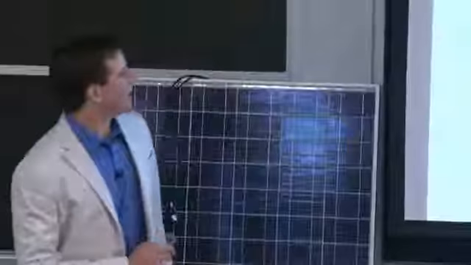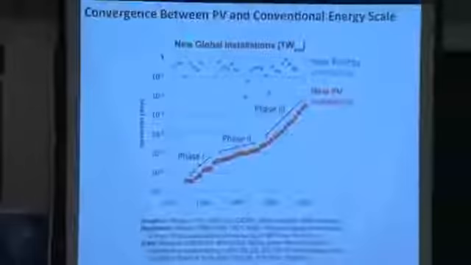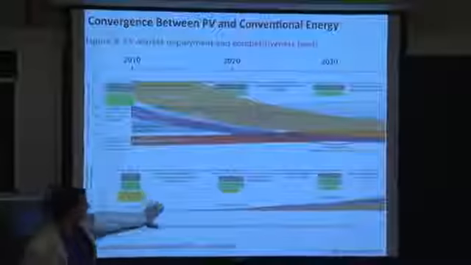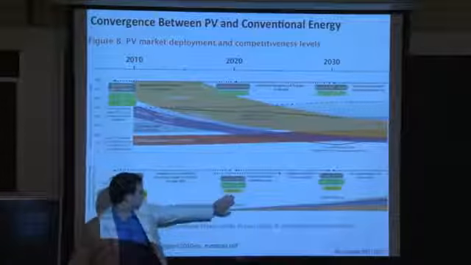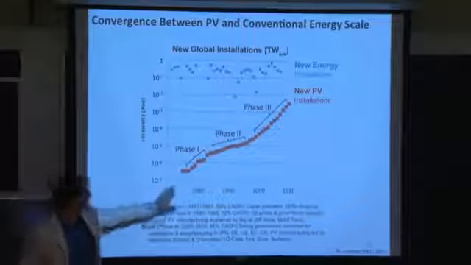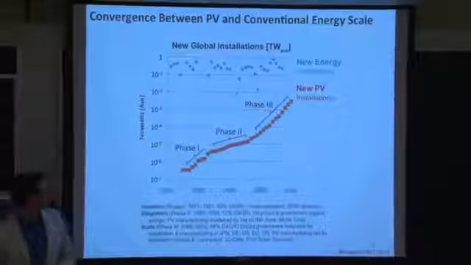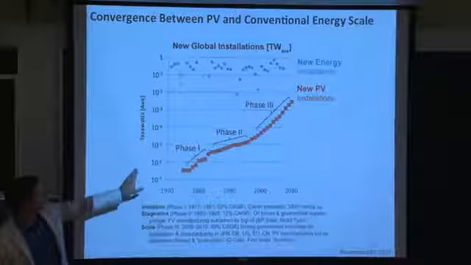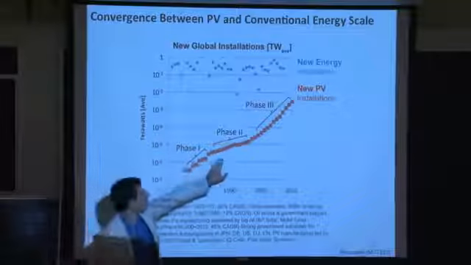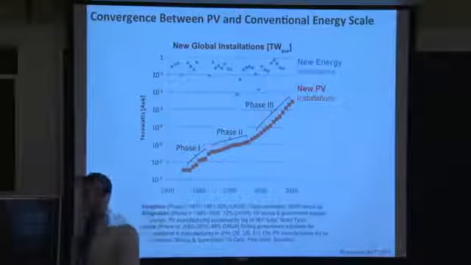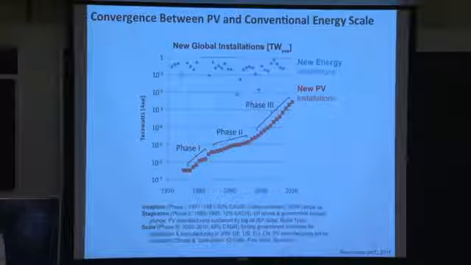Okay? And lastly, this is a really exciting chart. This is the convergence between PV and conventional energy. Essentially what this chart over here was attempting to capture in its percentages is now explicitly laid out. I took data going back to the 1970s and plotted the average terawatts installed of new PV installations versus total primary energy, new primary energy installations.